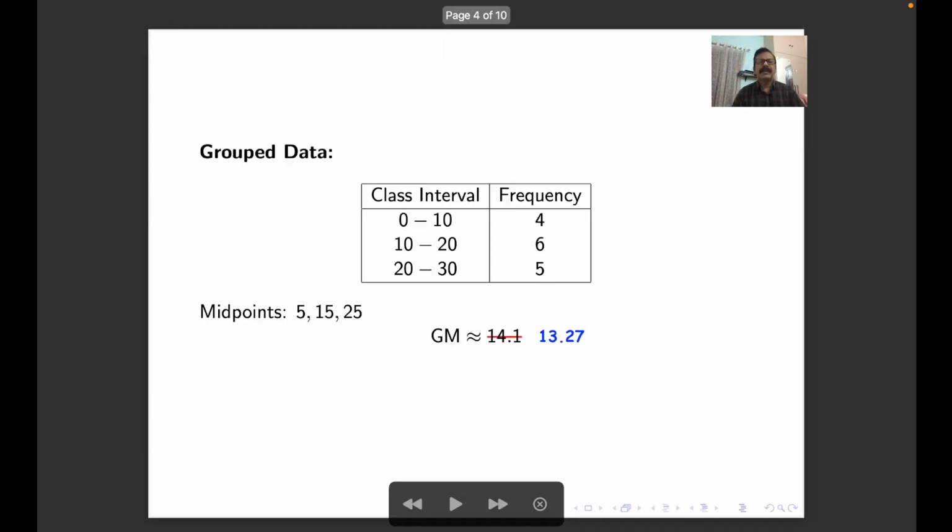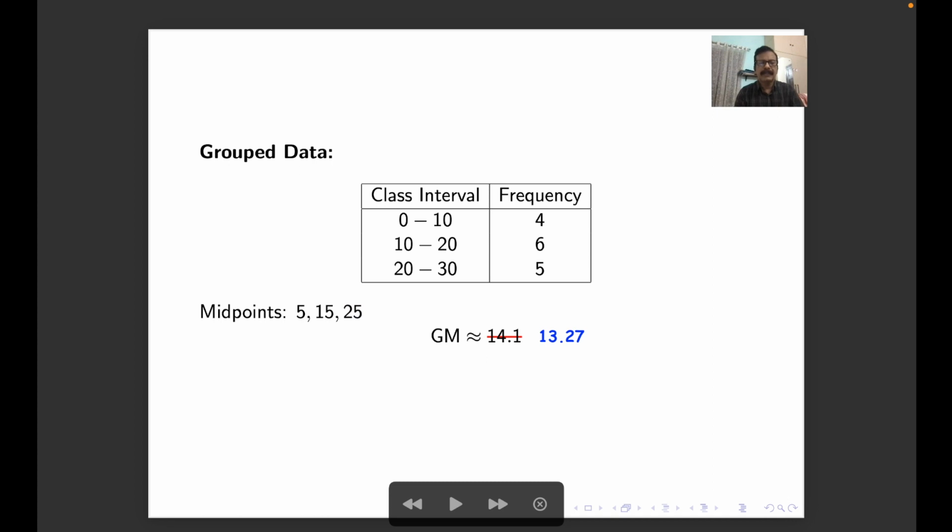Now once we have a continuous frequency distribution, say the class intervals 0 to 10, 10 to 20, 20 to 30, with the corresponding frequency 4, 6, 5. First we can obtain the midpoints. 0 plus 10 by 2, that is 5 in the case of the first class. Next case, 10 plus 20 by 2, that is 15. Third case, 20 plus 30 by 2, that is 25.